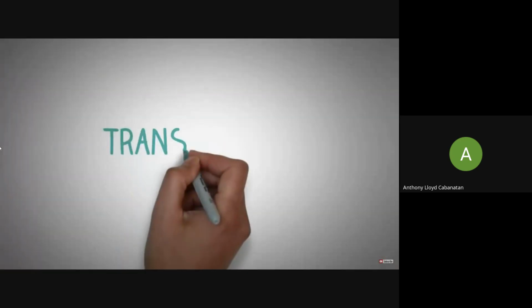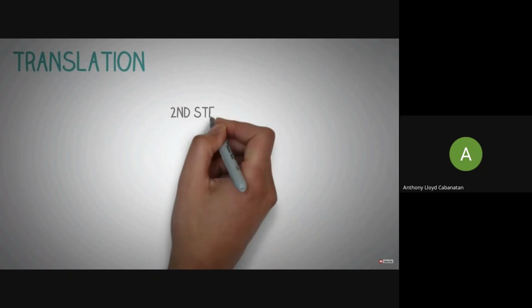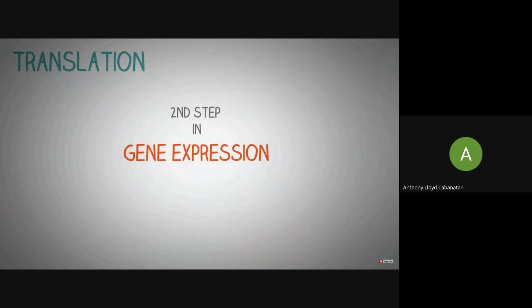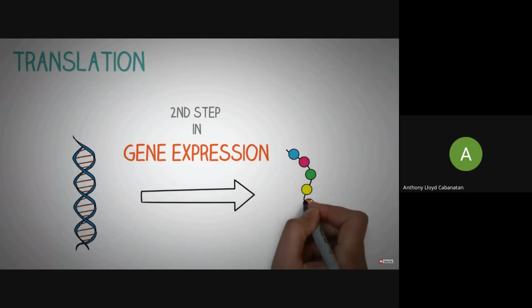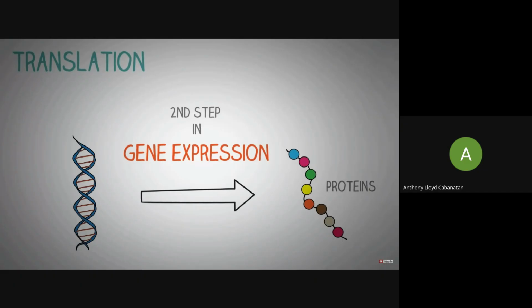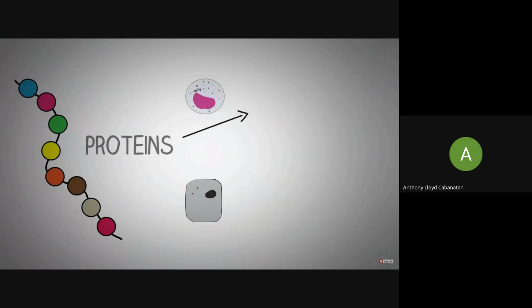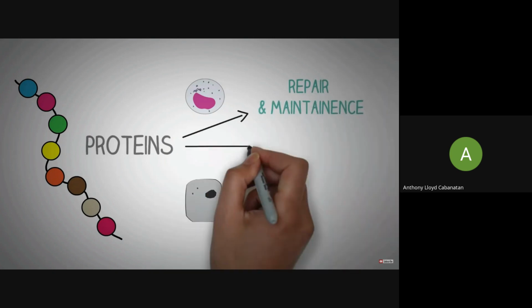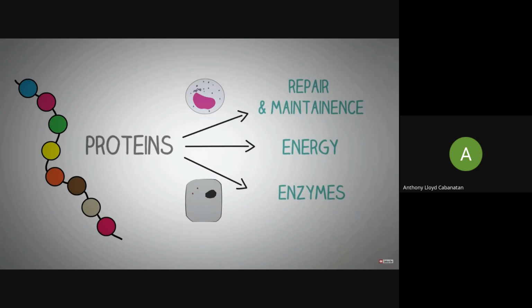In this video, we will learn about the process of translation. Translation is the second step in gene expression. Gene expression is the process by which information stored in your DNA in the form of genes is used in the synthesis of functional gene products. These gene products are mainly proteins which have numerous functions in your cells like repair and maintenance of cells, energy synthesis, and enzymatic actions on biochemical reactions.